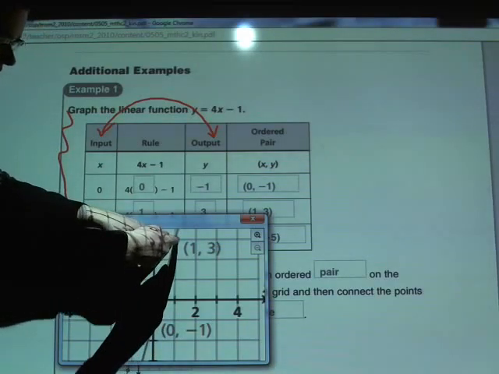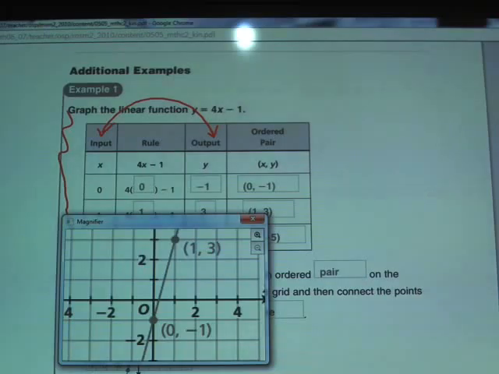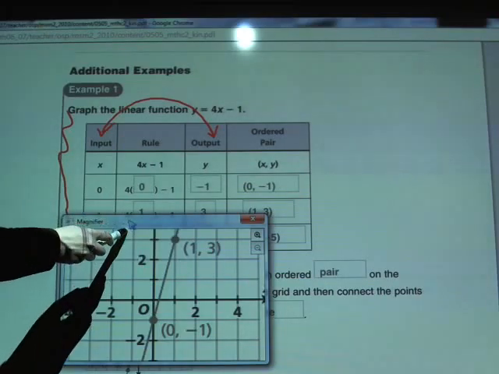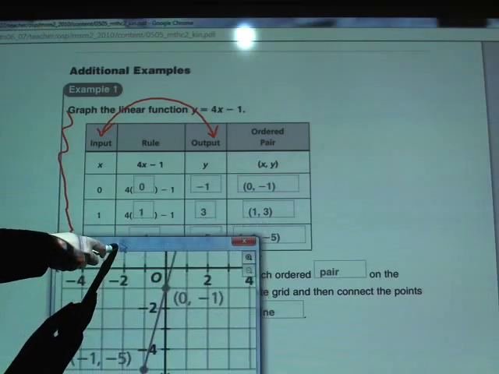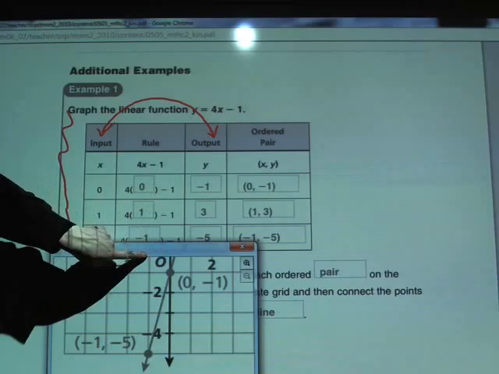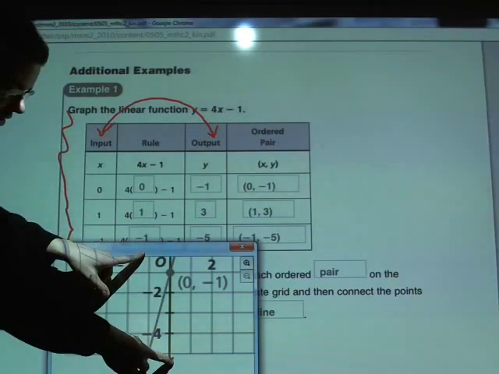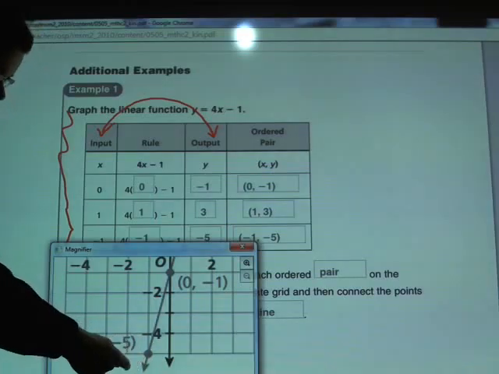Pull my fingers together to where those meet, right here. And that's the point (1, 3). And then the last point there that we had is (-1, -5). So that's this guy down here. So we went to -1 on the x-axis and -5 on the y-axis, and I pulled my fingers together to where those meet, which is this point right here.